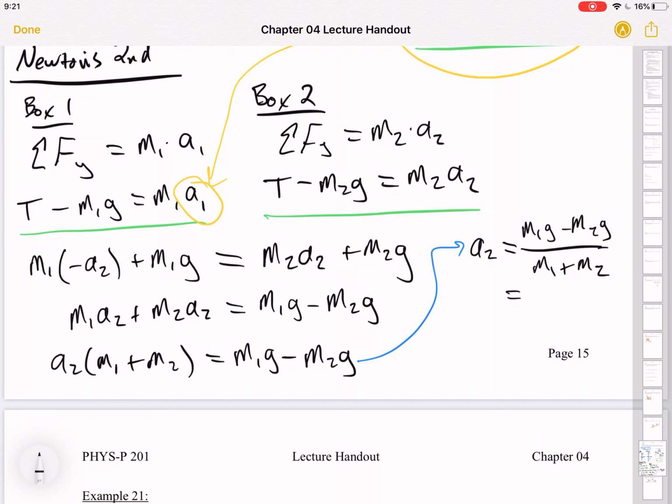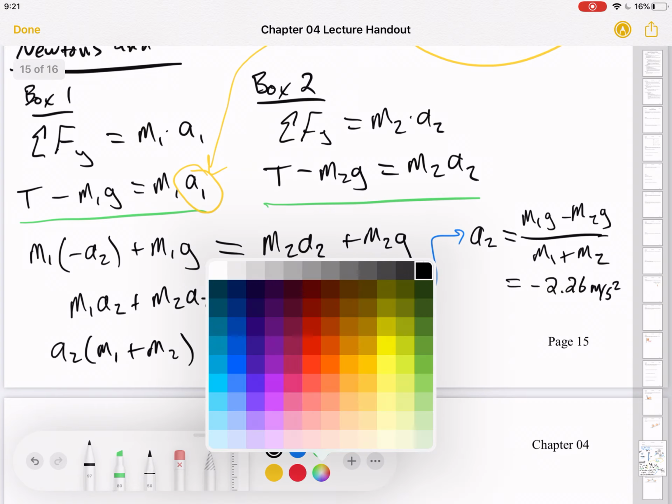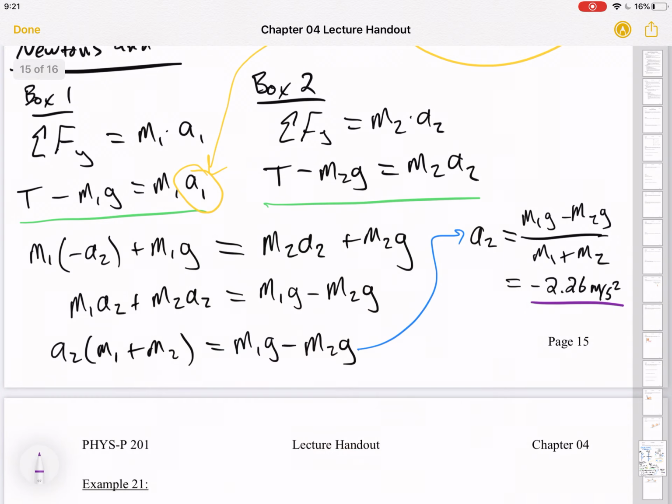I can plug these numbers in. I'm not going to write the numbers down here. You see them up here, right? So I'm just going to skip to the answer, which is minus 2.26 meters per second squared. I'm going to underline that in purple, because why not? Boom. Great. What do I notice about that?